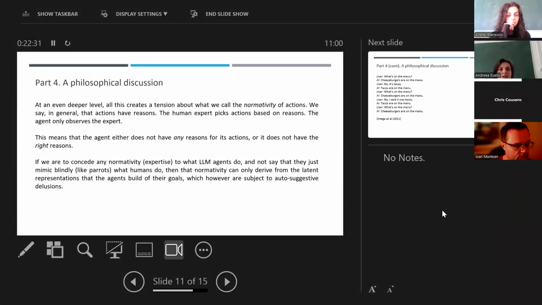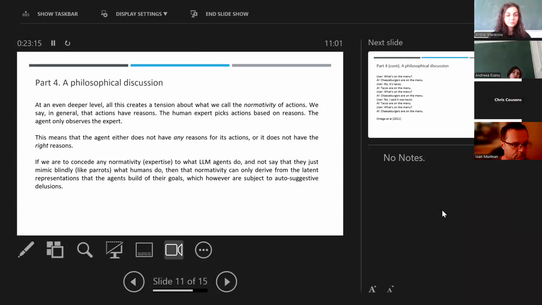We say, for instance, that actions have reasons. The human expert in all our experiments picks actions based on reasons. The agent, on the other hand, only observes the expert and their action. And as we have seen, the model does not know theta, or does not even have a partial representation of it. This means basically that the agent either does not have any reasons for their action, or it does not have the right reasons, or the reasons that we expect them to have.